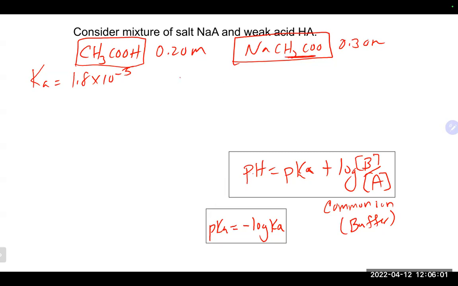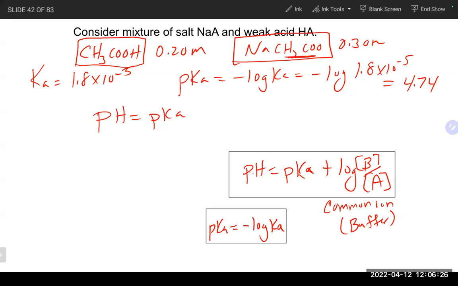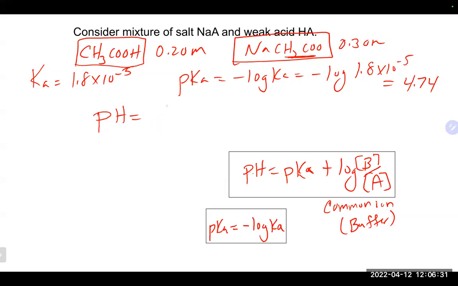So the first thing you would want to do is calculate the pKa value, which would be minus the log of the Ka, which is minus the log of 1.8 times 10 to the minus 5, gives you a 4.74 as the pKa value. We then could go into our Henderson-Hasselbalch equation, where the pH is equal to the pKa, which I'll just write the actual number there since we just calculated it.